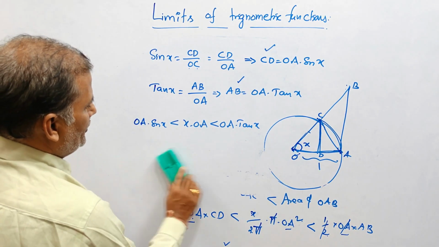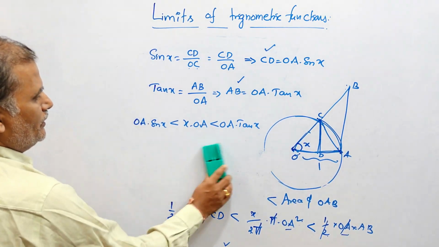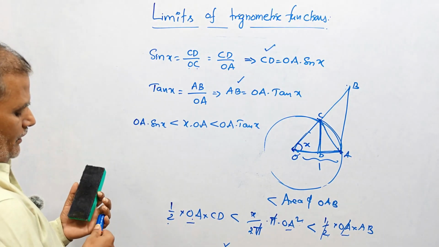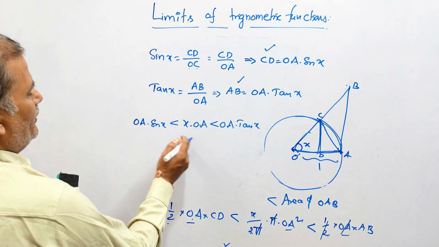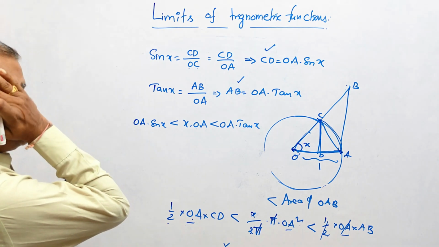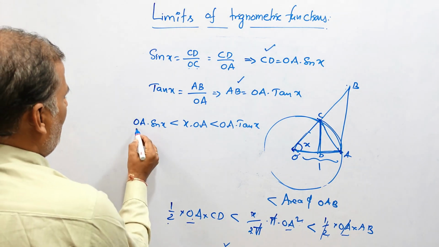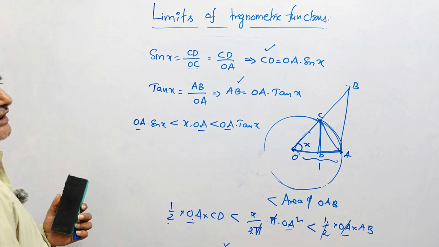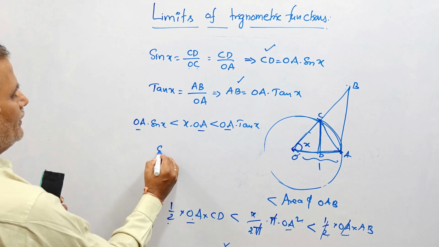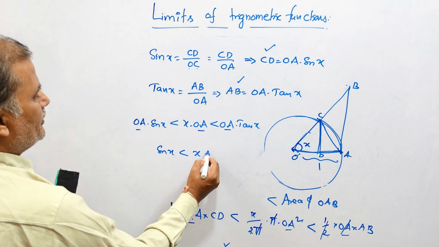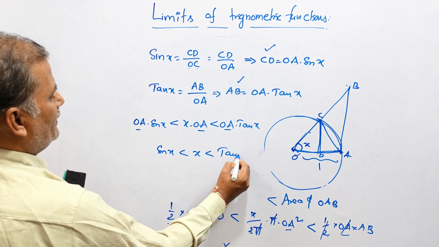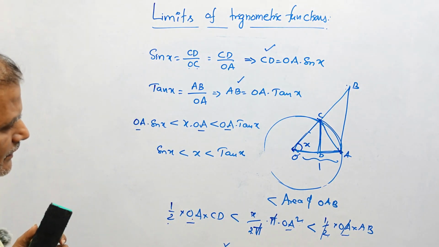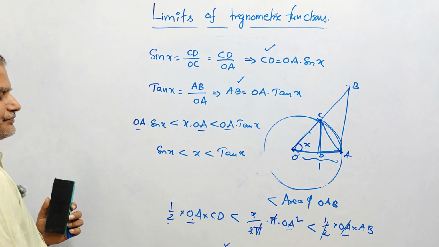It should be positive, sin x is positive. Therefore, we divide by sin x on both sides, and OA is equal to 1 because it is a unit circle. Therefore sin x less than x less than tan x.